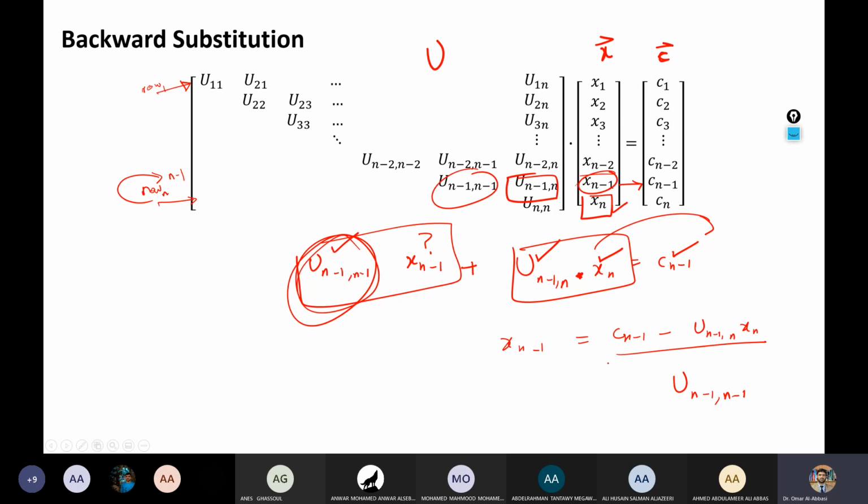Okay. After doing that, is x(n-1) known now? We found the value, correct? Now we have two quantities. So what shall we do? We move up, and we repeat the same exercise.